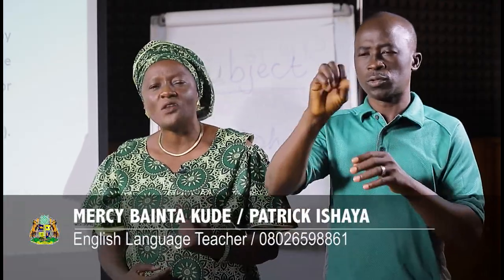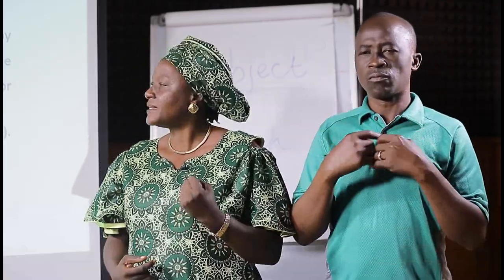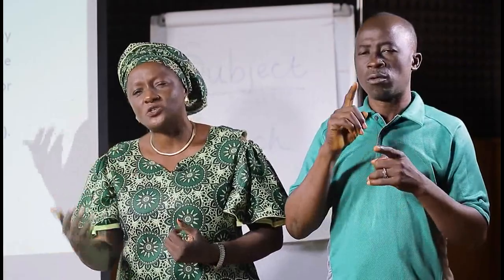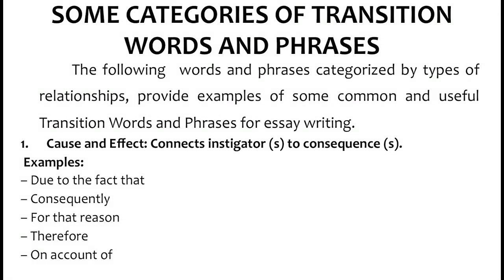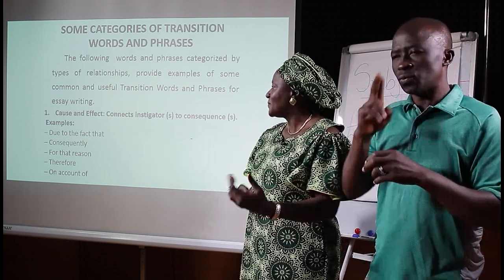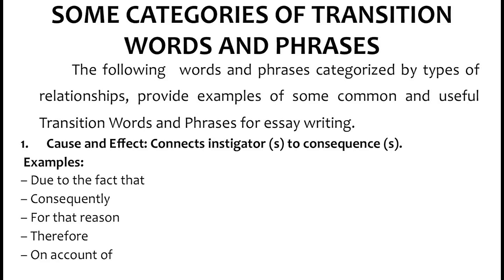Number one, when you are faced with a question that has got to do with cause and effects, you are expected to mention the cause of something and the effects afterwards. So these connectors, they instigate consequence. So you use phrases like, due to the fact that, consequently, for that reason, therefore, on account of.